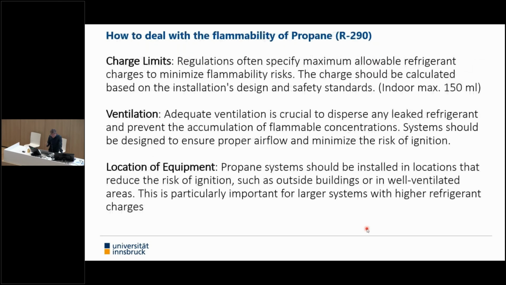You can charge the limit. So the maximum is, if you want to use it indoors for propane, reduce the amount of liquid to 150 milliliters. That's allowed. The explosion danger is not a problem if you have lower values, or you have well ventilated places, or you place the equipment outside, so in the ambient, then you don't have the problem.